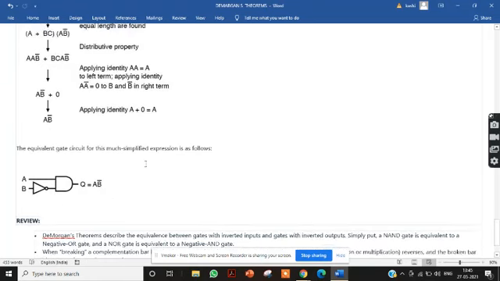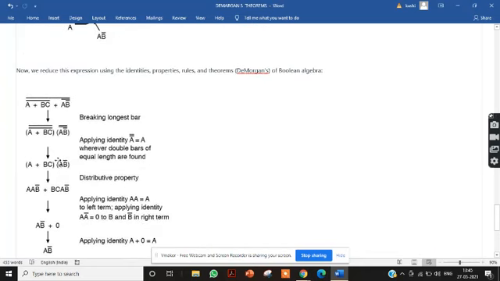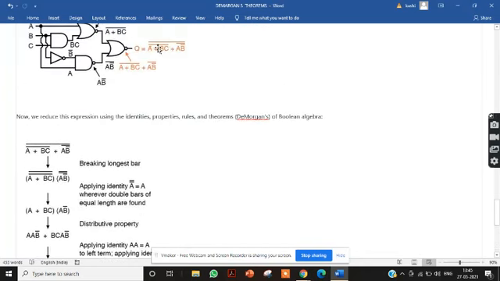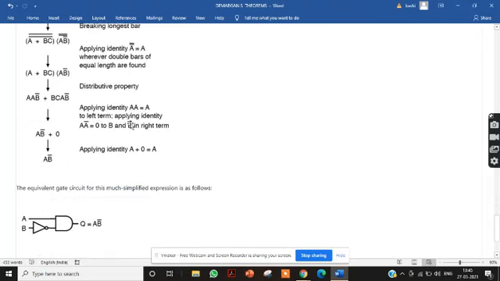See, observe this. What is this complicated equation? A plus BC bar plus AB bar whole bar simply becomes AB bar. So you can understand how De Morgan theorems are useful.